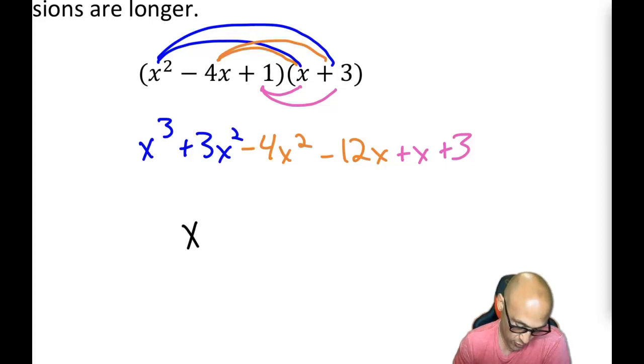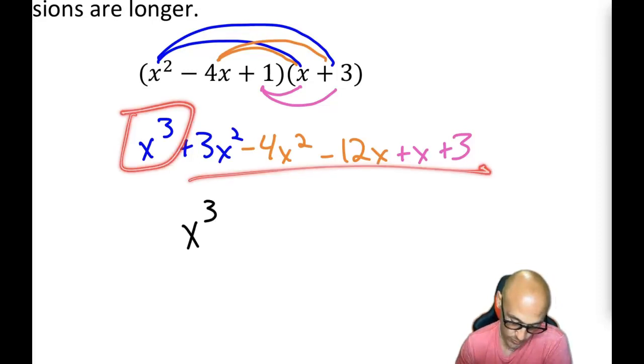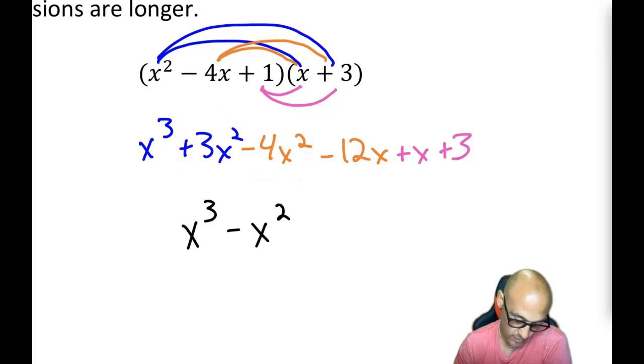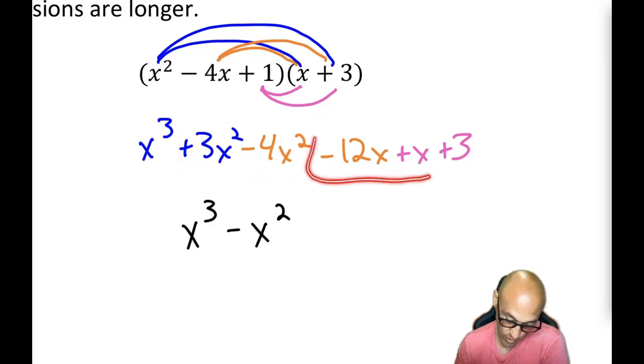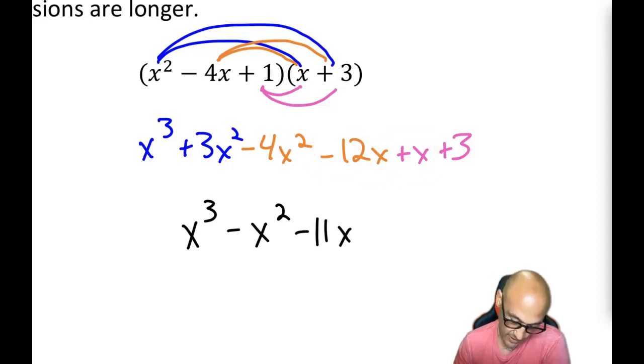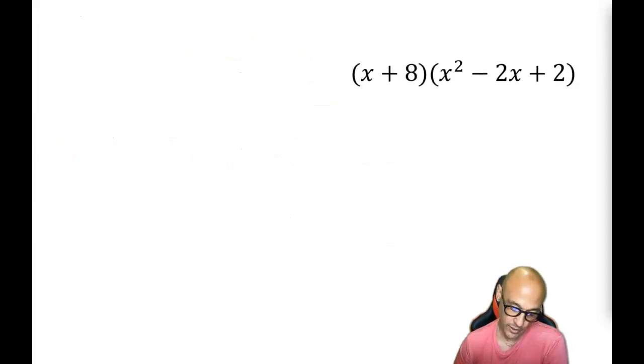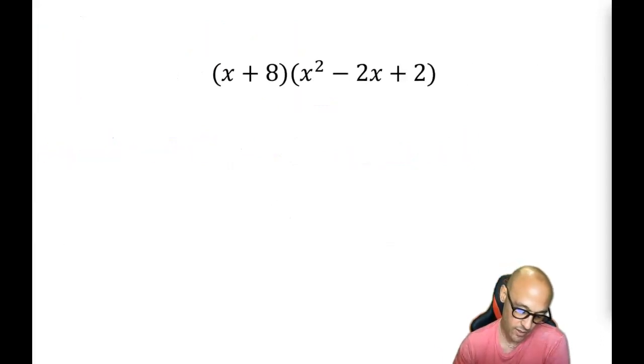So we can combine some terms here. We have the x cubed. That's just by itself right here. There are no other x cubes. We have a positive 3x squared and a negative 4x squared. That's negative x squared. And we have a negative 12x and a positive x. That's negative 11x. And then we have plus 3. So that's that one. We're getting pretty long on the video here. Finish it up here and then we'll be done.